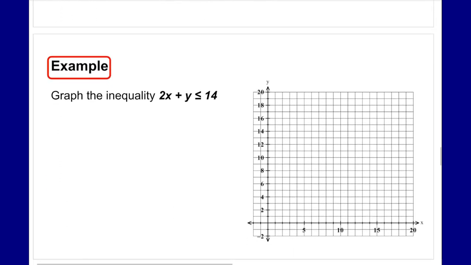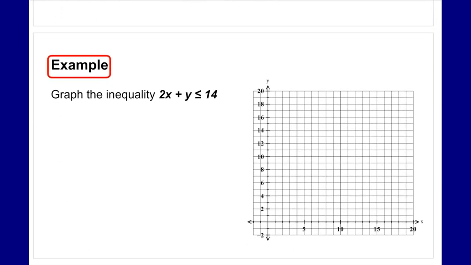So next one, graph the inequality 2x plus y is less than or equal to 14. So this is in standard form. And in order to graph this, I want to write this in the y equals mx plus b form. So I have to work on moving things across the inequality, similar to what we would do if this was a normal equation in standard form. So I'm going to have 2x plus y is less than or equal to 14.